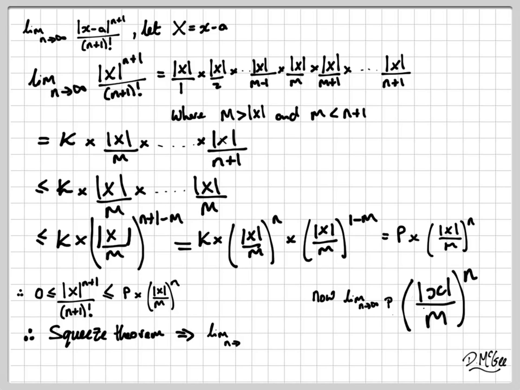And of course, because m is an integer greater than the modulus of X, then that's a fraction that's less than 1. And as n tends towards infinity, of course, that tends towards 0, like so. And then we can use the squeeze theorem to finish off this result. And that's it.